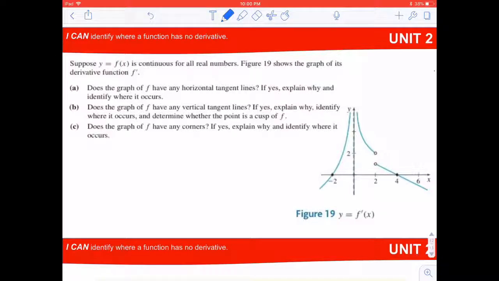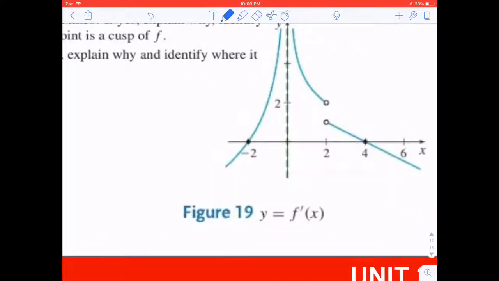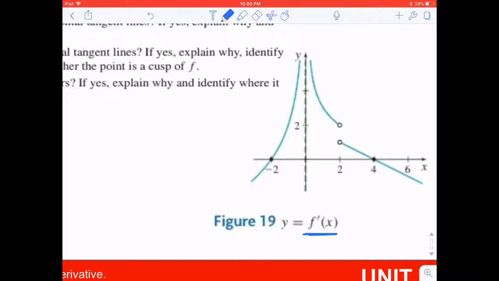So for this next problem, we have y equal to f of x is a function that is continuous for all real numbers. And this figure 19 here shows the derivative of that graph. So this is f prime of that function. We don't know what f of x looks like. However, we're going to look at some of the key points here to determine what is going on with the original function f of x.